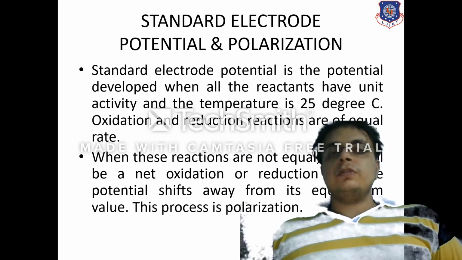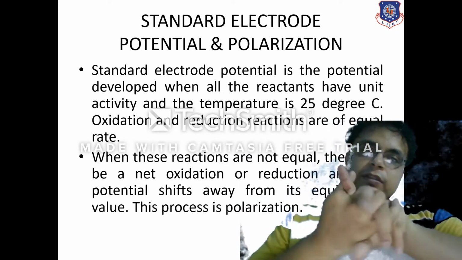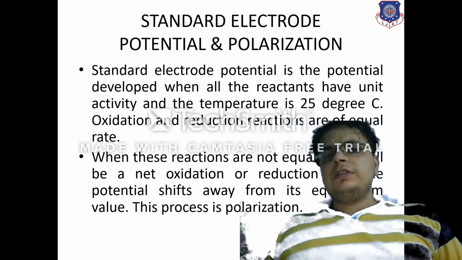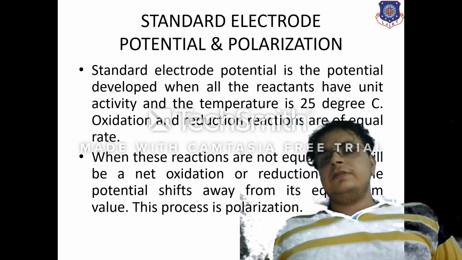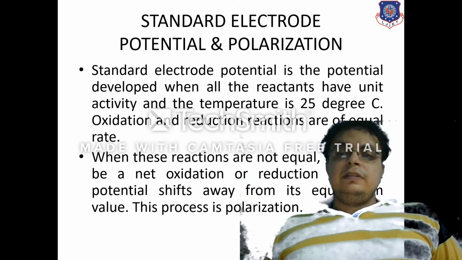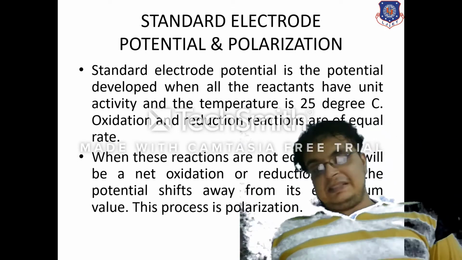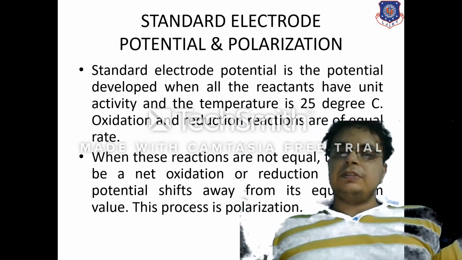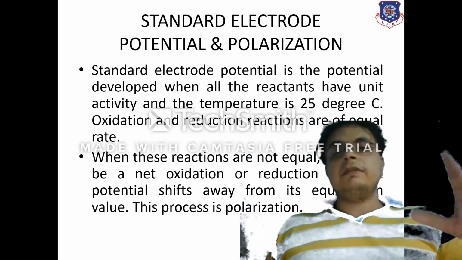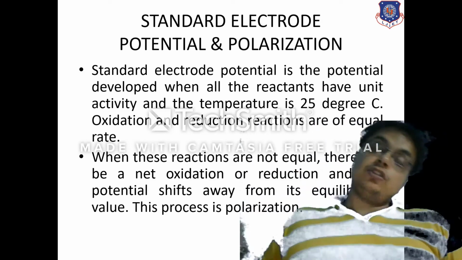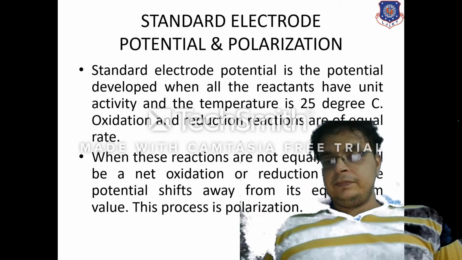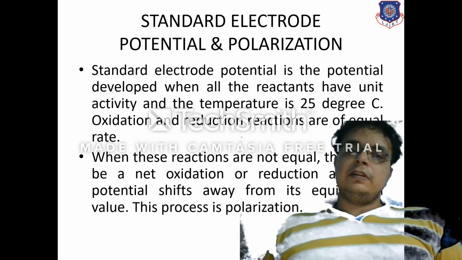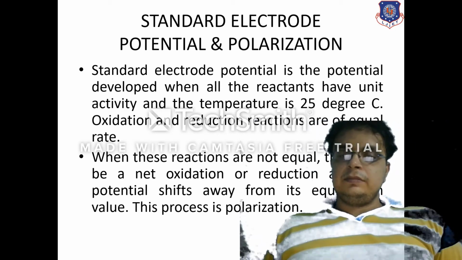Standard electrode potential and polarization. Now we will discuss what standard potential and polarization are. The standard electrode potential is developed when the reactant has unit activity. Means when the reactant is having unit activity, the standard electrode potential is formed. And also we have another condition, that the temperature should be 25 degrees Celsius. So this is the condition in which the standard electrode potential is established.